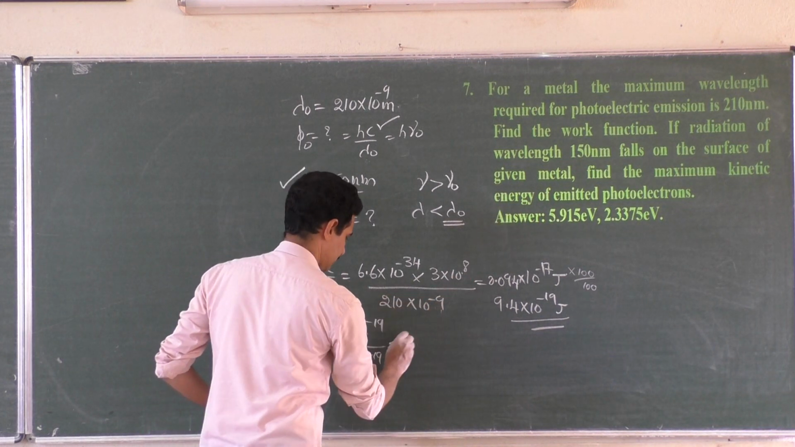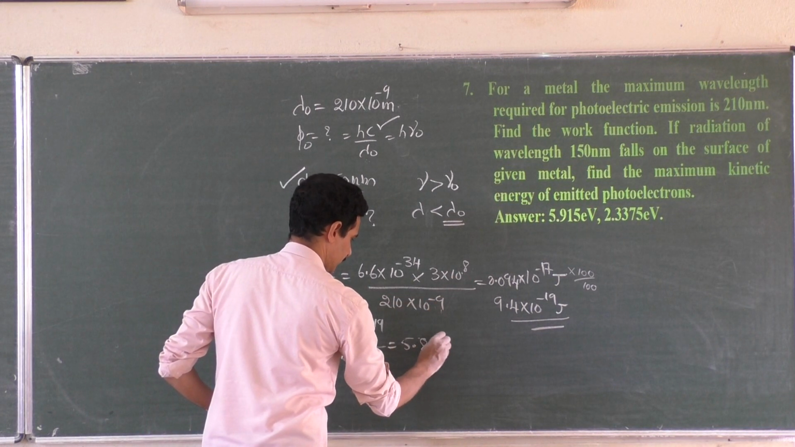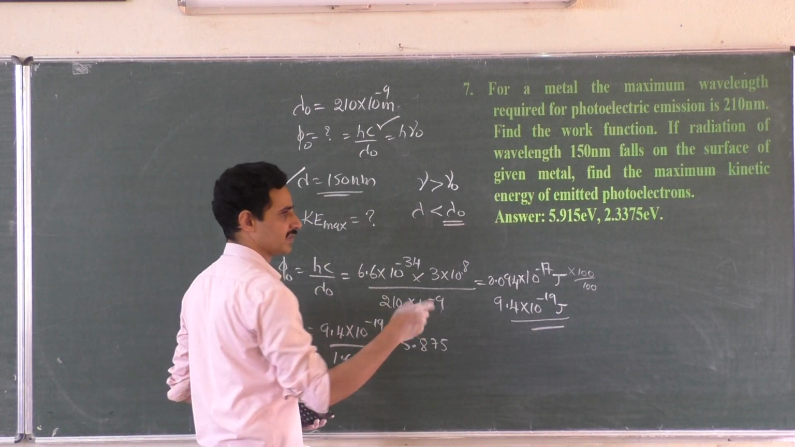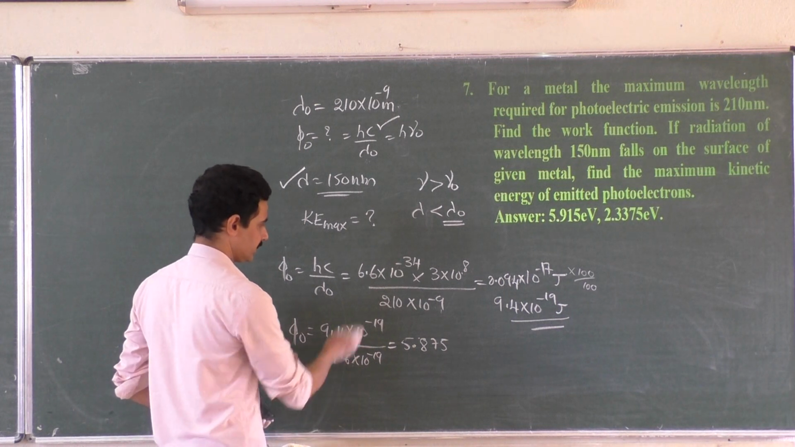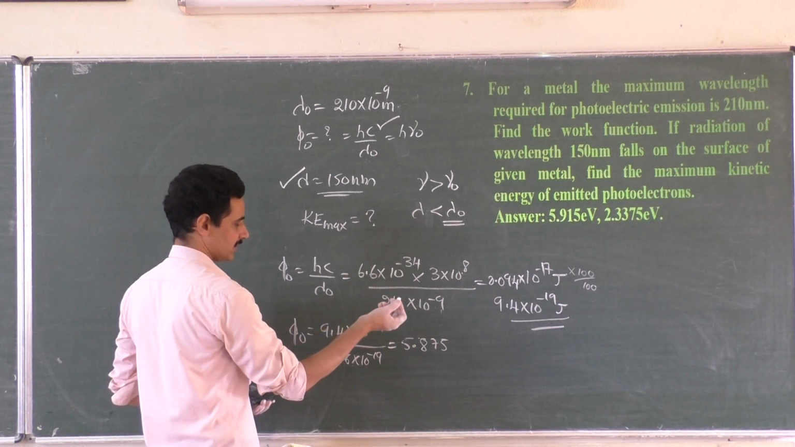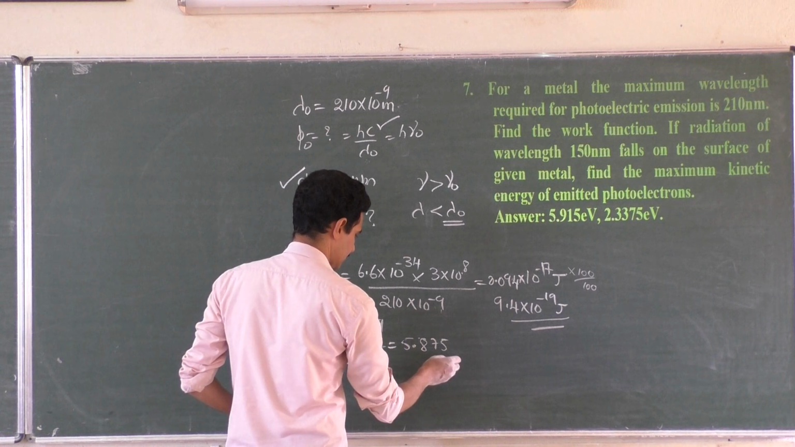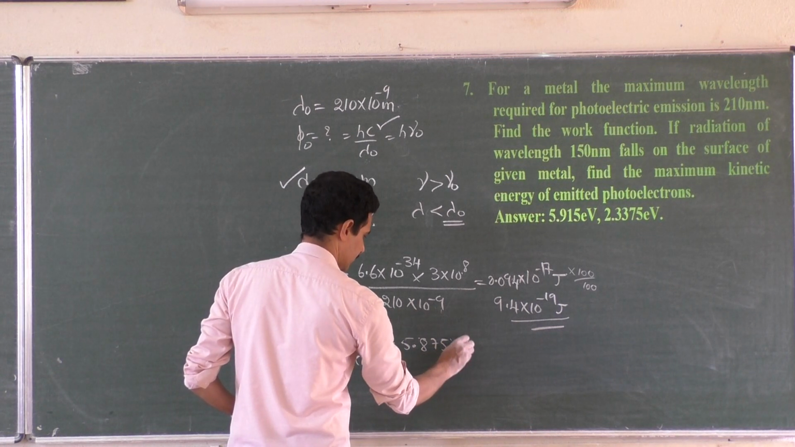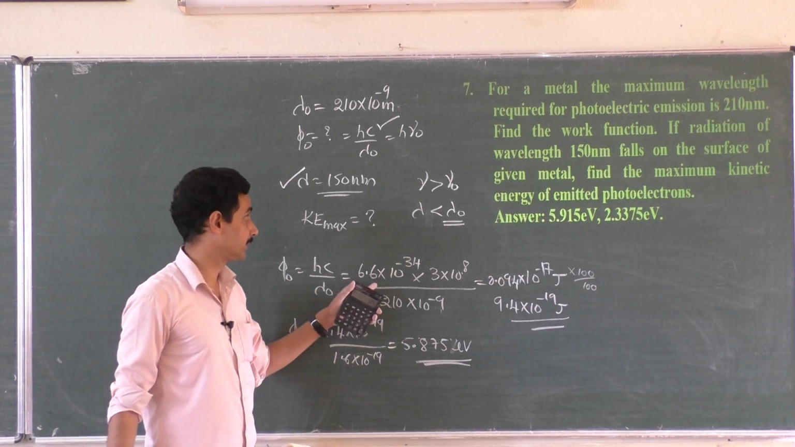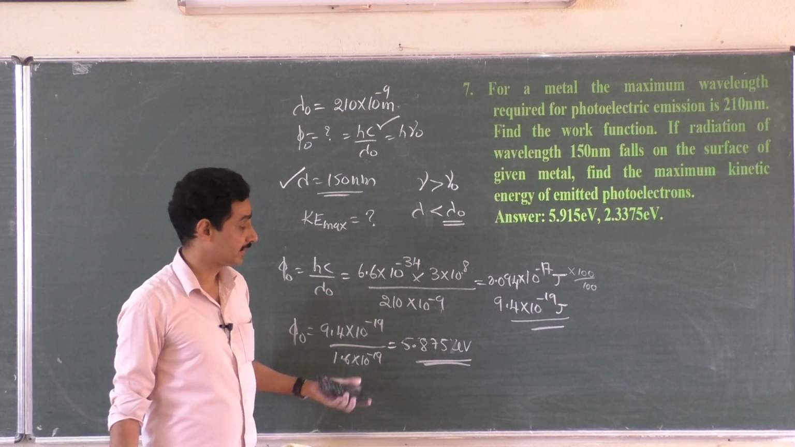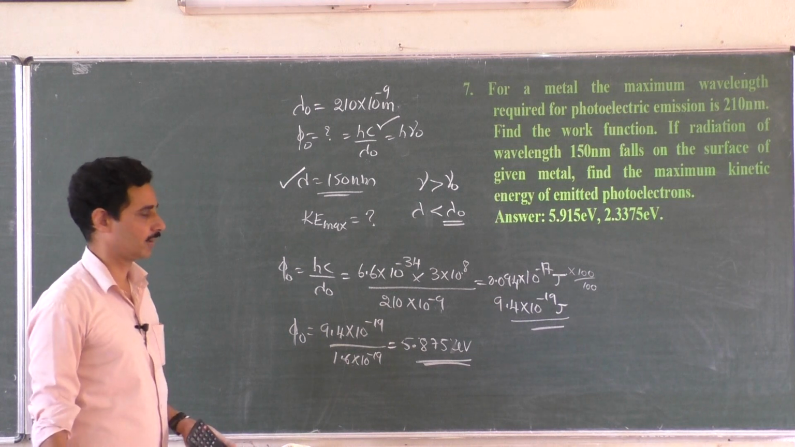That is 5.875. Okay, a little bit of mistake. It is 5.875, because they might have used 1.602 and 6.62 for Planck's constant. 5.875 electron volt is very close to this. Some people use 6.62, otherwise they might have given it differently. Okay, so the work function we have got.